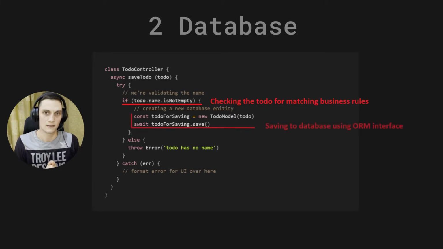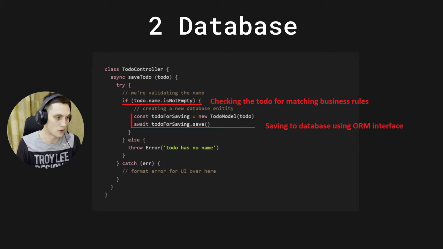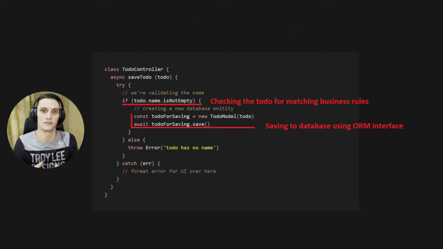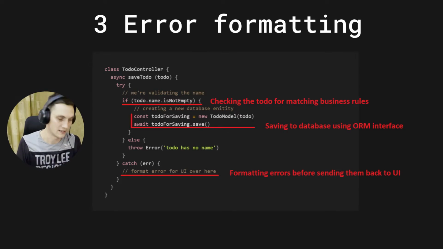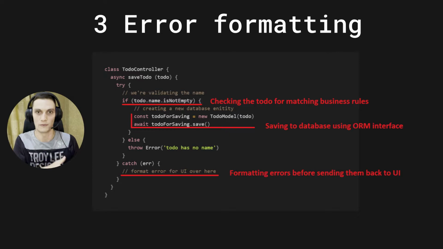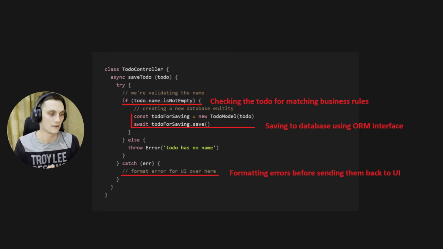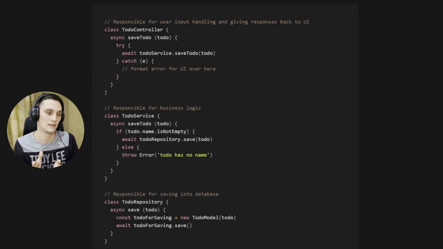The second reason for change here is the database. Now we use a model approach, like MongoDB or something, but if we have a different approach or a different database, maybe we're going to save it in the cloud, we should change that code. And the third reason for change here is error formatting to return it back to the UI. Here is going to be our error handling, which will format and process errors. So we have 3 reasons to change one single function. That's not so good.